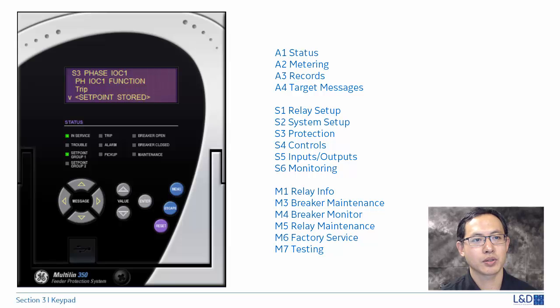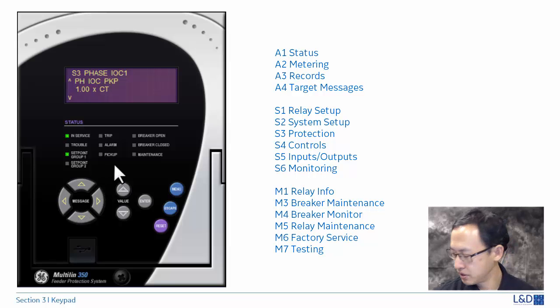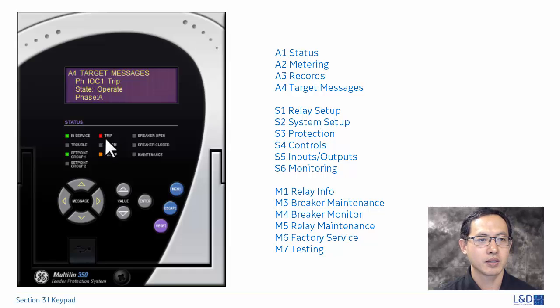So now if we use the current test set, we can make this phase IOC element trip. Before we do that, we can check the pickup levels. It's 1 times CT. So we're going to, using the current test set, increase the current until the relay trips. We heard the relay trip, and we can see on the front panel the red LED trip light turned on, and also the orange color for the pickup LED. And now we see the A4 target message for phase IOC1 trip, and status is operate. It happened on phase A.